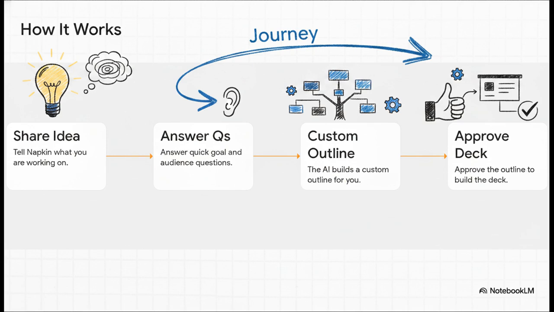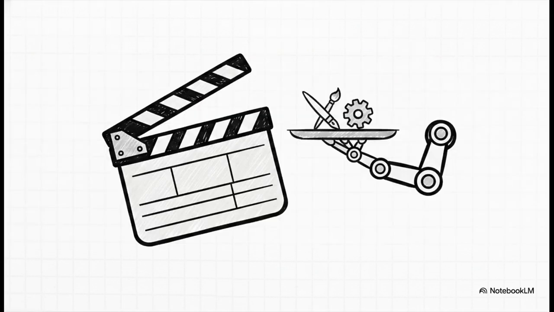Step 3, based on your answers, the AI builds a custom outline. And notice, it doesn't just build the whole deck blindly in the background, it actually asks for your buy-in on the structure first. Then step 4, once you approve that outline, it generates the deck, which you can then jump in and further customize. Taking just a brief moment to answer those shaping questions, that is the secret ingredient right there. It completely guarantees your deck is tailored for your actual real-world situation. What I really love about this whole process is a super simple rule. Napkin assists, you decide.